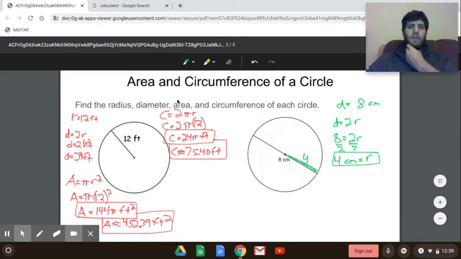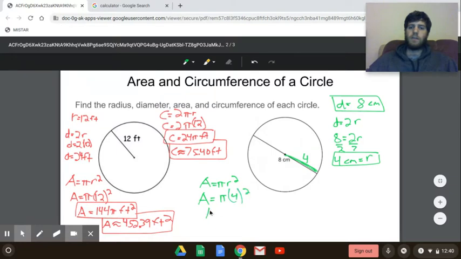Okay, so we have a radius. We already have the diameter. It was given to us. Right, we got to find the area now. So area of a circle is pi r squared. So we're simply going to plug in that radius. So area equals pi times 4 squared.